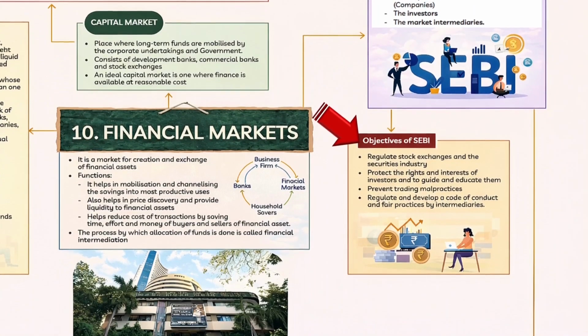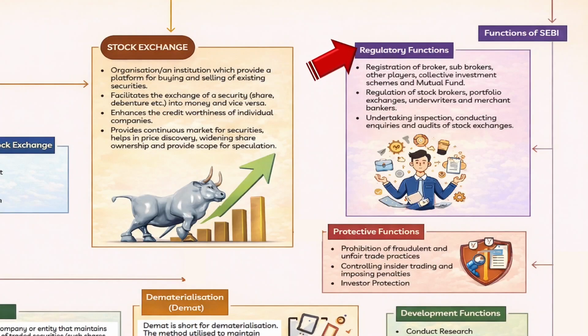Let's look at the objectives of SEBI. The objectives of SEBI include regulating stock exchanges and the securities industry for promoting their orderly functioning, protecting the rights and interests of investors, particularly individual investors, and guiding and educating them to prevent trading-based malpractices and promote self-regulation of securities, and to regulate and develop a code of conduct for intermediaries like brokers and merchant bankers with a view to make them competitive and professional. Now, what are the functions of SEBI?